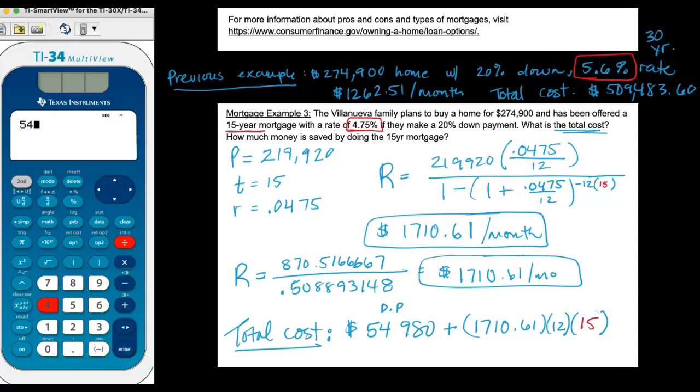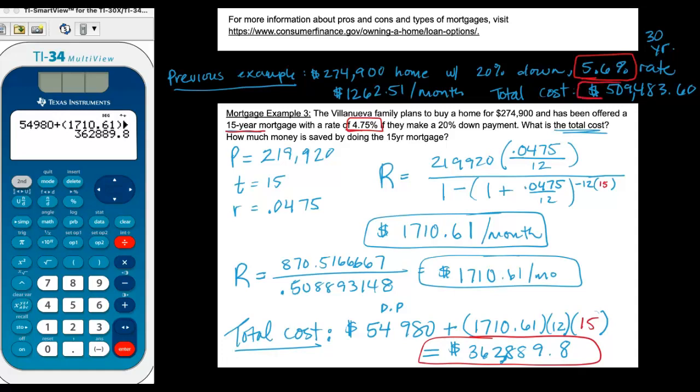So $54,980 plus 1,710.61 times 12 times 15. And you can use multiplication symbols. I don't know why I tend to use parentheses, but parentheses and multiplication sign will both multiply, so it doesn't matter which one you use. And then we get a grand total of $362,889.80.